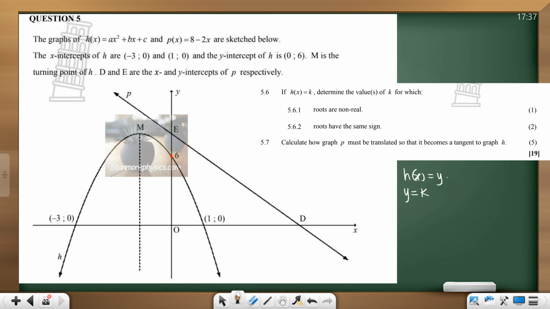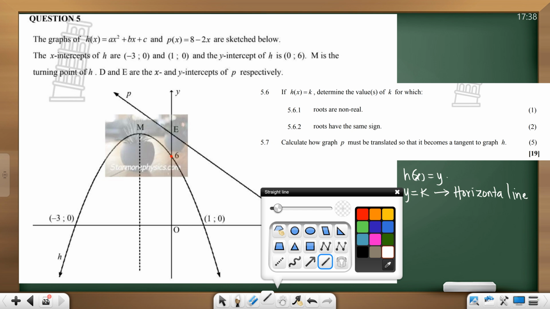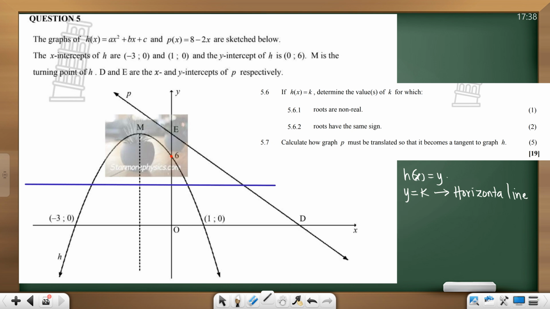What type of line is this? This is a horizontal line. Whenever I say y equals anything, that line is horizontal. Now, for which values of k are the roots non-real? Mind you, this time around we are no longer looking at the straight line. We're only dealing with the parabola. You see, our parabola is our h of x, right? So I'm going to draw a horizontal line because y equals k is horizontal. Look at this, beautiful.